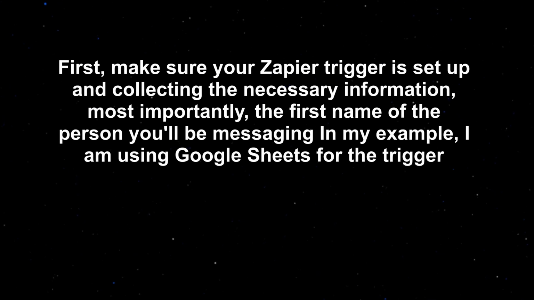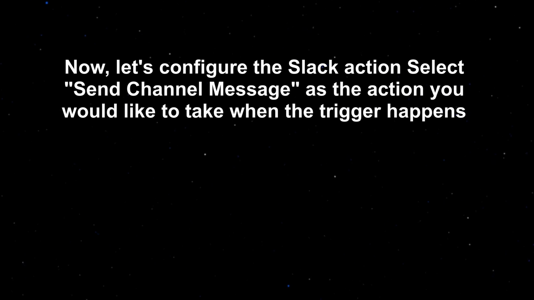First, make sure your Zapier trigger is set up and collecting the necessary information. Most importantly, the first name of the person you'll be messaging. In my example, I am using Google Sheets for the trigger. Now, let's configure the Slack action.